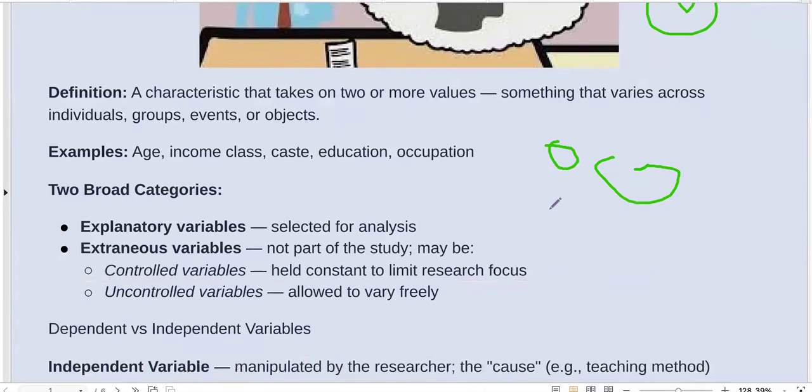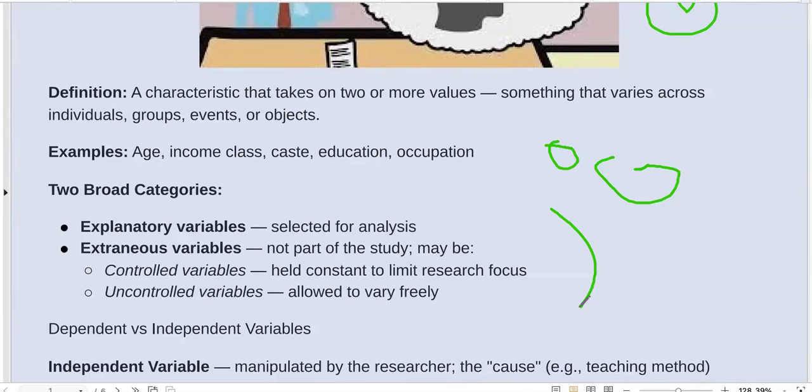There are two broad categories of variable. The first is called explanatory variables, and the second is called extraneous variables. So what is that? Explanatory variables are used for analysis. Like if we have to analyze the level of education in the erstwhile depressed castes, then how will I do it? I will use explanatory variables. Extraneous variables are not part of the study and can be controlled variables or uncontrolled.